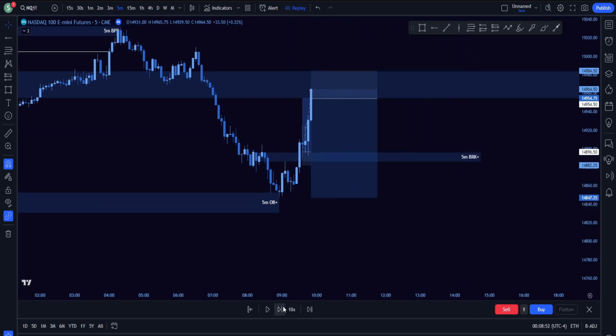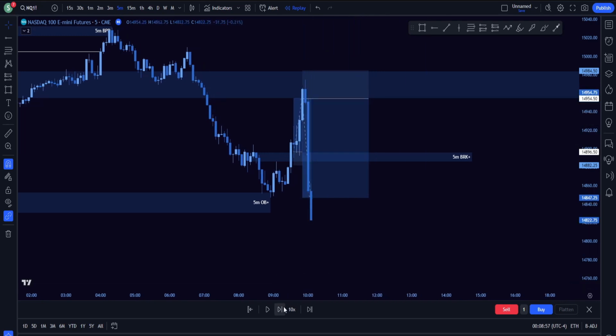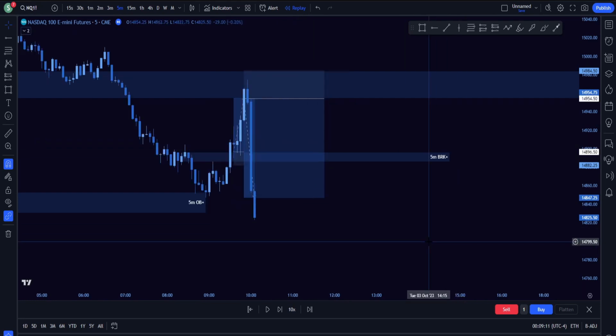Okay, so we're in short at the moment and delivered brilliantly. All right, so what I want you to take away from this is breaker blocks are super high probability after we tap into a PD array. All right, we can use them to deliver to PD arrays. We can use them to deliver from PD arrays. We can use them in a lot of different ways, all right? And they appear on every single time frame.